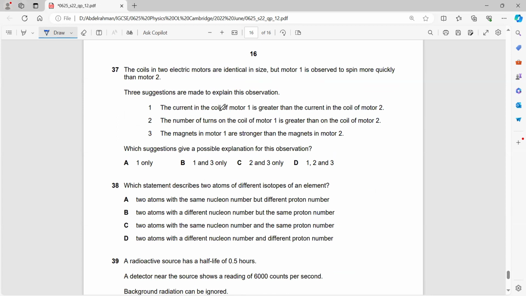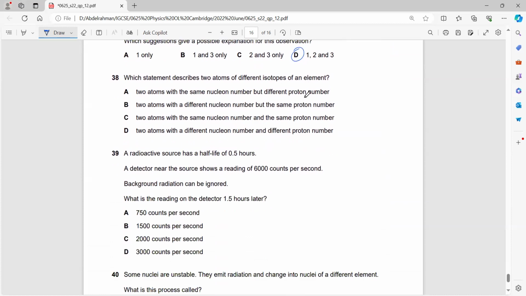Question 37. The coils in two electrical motors are identical in size, but motor 1 is observed to spin more quickly. Three suggestions are made. The current in coil 1 is greater. Okay, could be. The number of turns in coil 1 is greater. Okay, two coils are identical in size, but they could have more number of turns. The magnets are stronger. Either or all of them. It could be one, two, or three. Yes.